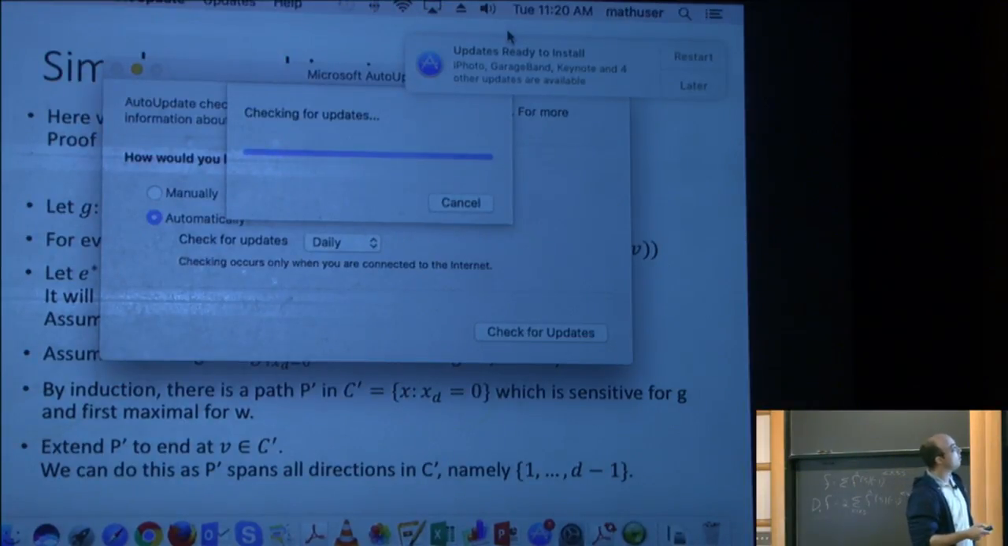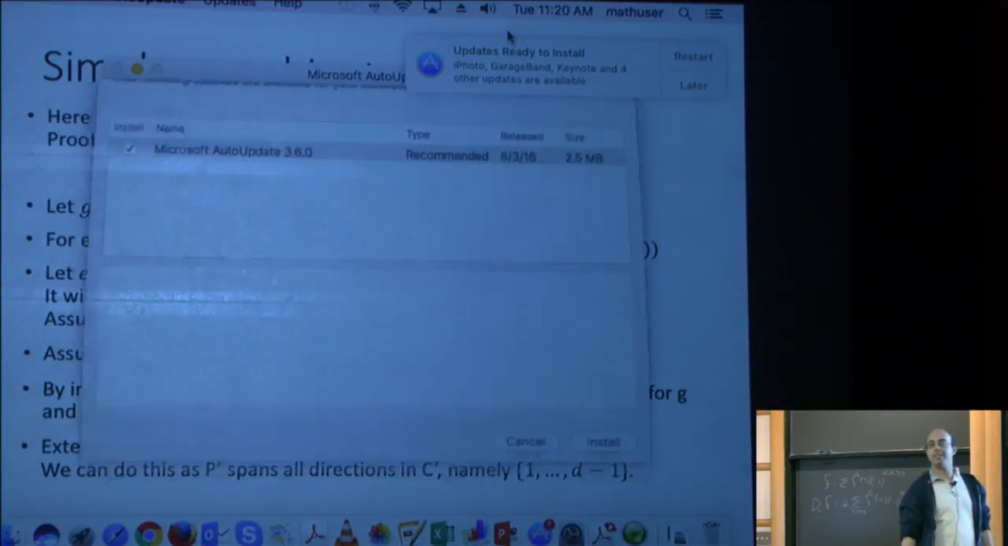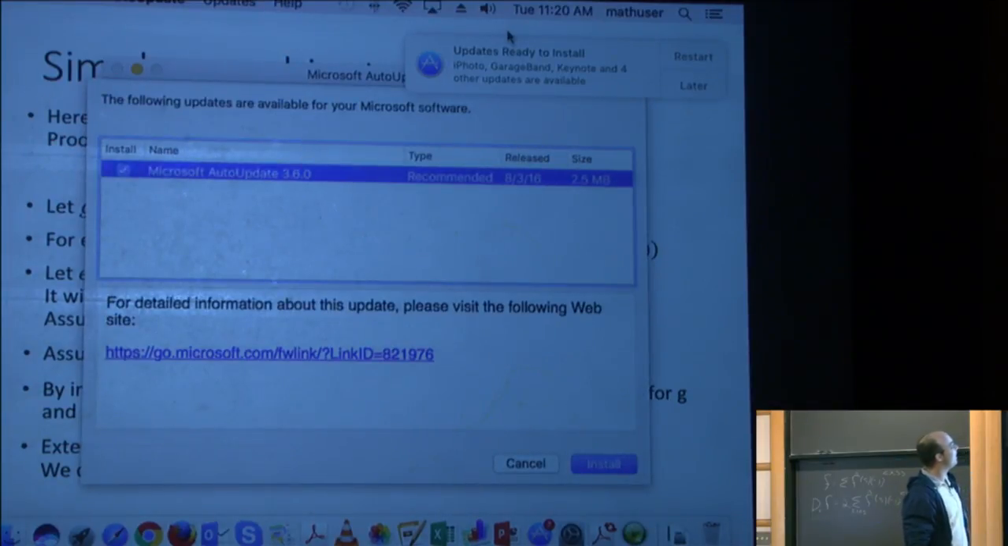Oops, what happened here? It's not my computer, so I don't know. Maybe you can go to the computer. No, it's his computer.